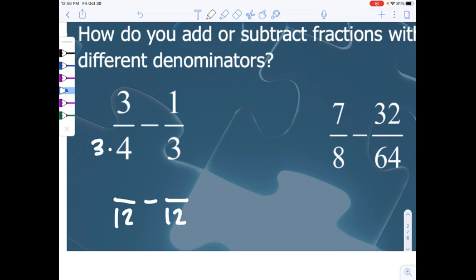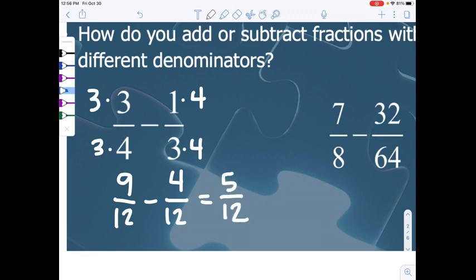4 times 3 is 12. Whatever I do to the denominator, I have to do to the numerator. 3 times 3 is 9. Okay. 3 times 4 is 12, so I have to multiply the numerator by 4. 1 times 4 is 4. 9/12 minus 4/12 leaves me with 5/12. I just subtracted the numerators, keep the denominator. I can't simplify any further, so there's my answer.